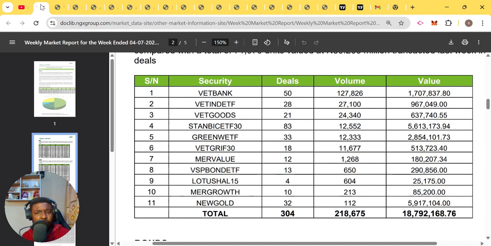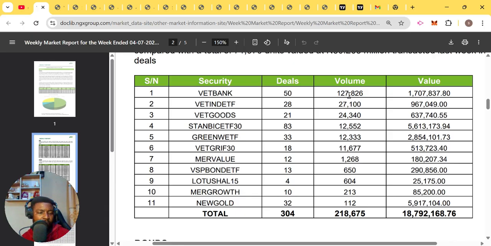Okay, let's now look at this week. This week, you see that something amazing happened. Let's look at the Stanbic IBTC deal. You can see we now have 83 deals, and it amounts to 12,000. The one that had much volume was actually VetBank. VetBank has 127,000. I told you about VetBank, not that it's not good, but it's just a rule for me.